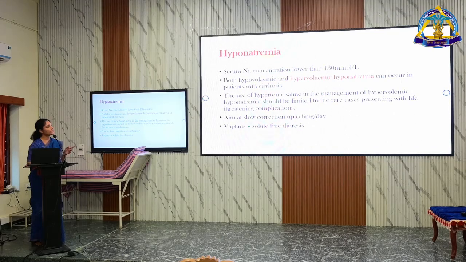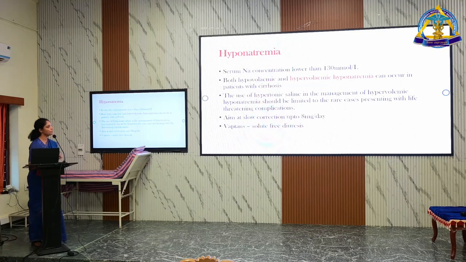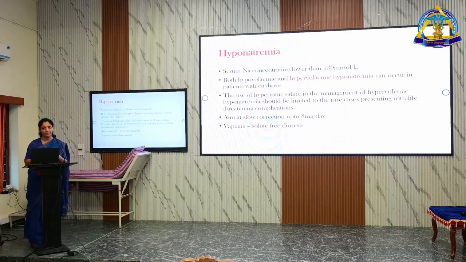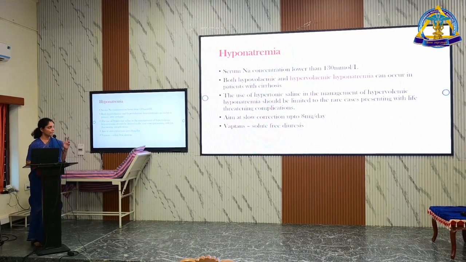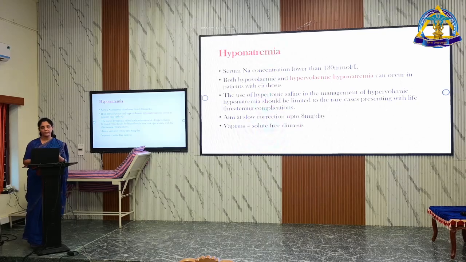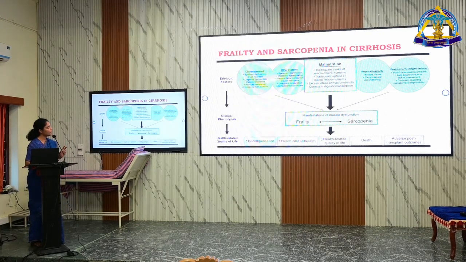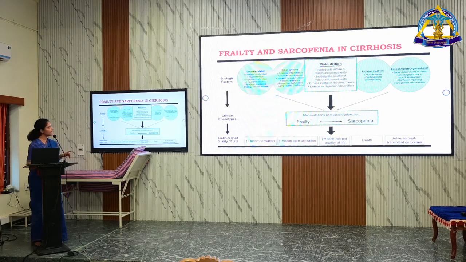The use of hypertonic saline, 3% saline, in the management of hypervolemic hyponatremia should be restricted to when the patient has life-threatening complications and severe grades of encephalopathy. Aim at a slow correction, up to 8 mEq per day. Another class of drugs are the vaptans. They are V2 receptor antagonists, and what they do is a solute-free diuresis in the kidneys. But vaptans are not very much favored in this because many trials have shown that the patient can go into fulminant hepatic failure, especially in advanced cirrhosis. So another new terminology that has come up is frailty and sarcopenia in cirrhosis.